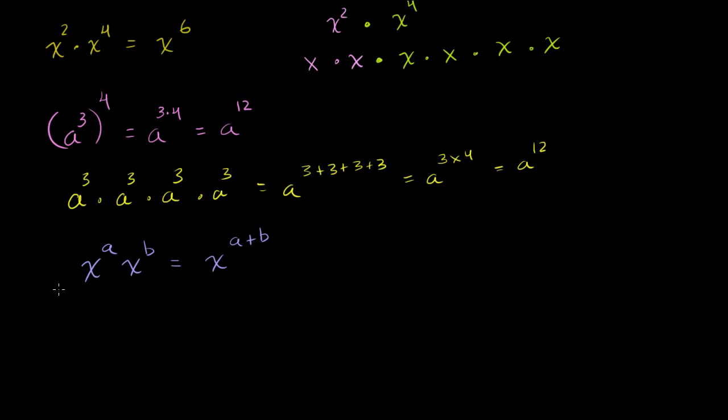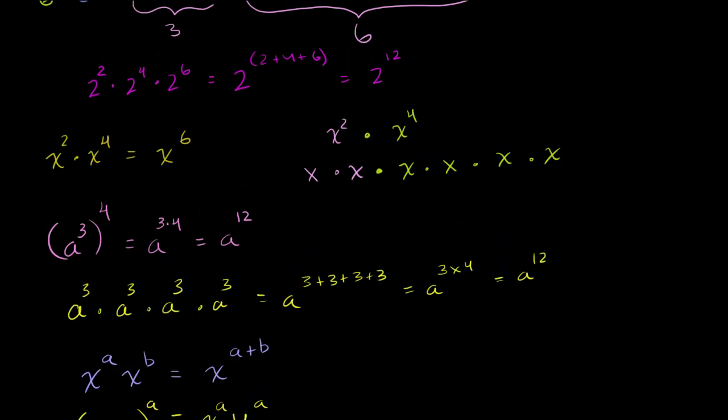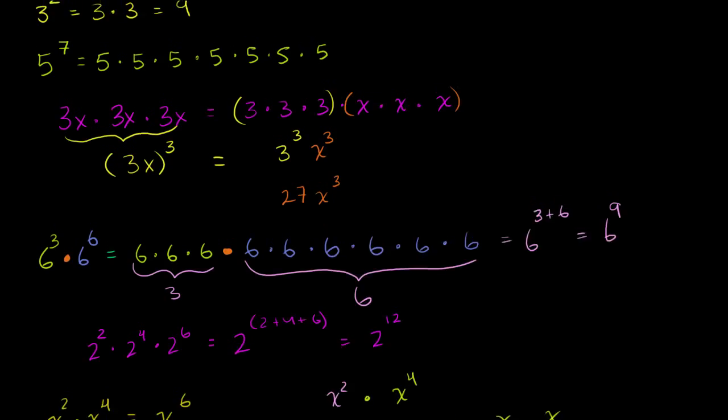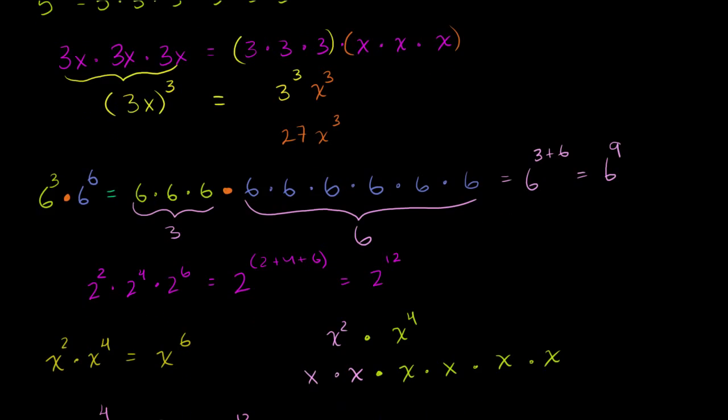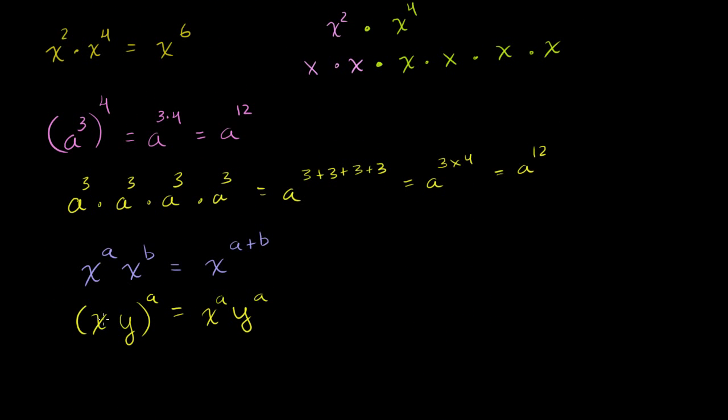We also saw that if I have x times y to the a power, this is the same thing as x to the a power times y to the a power. We saw that early on in this video. We saw that over here. 3x to the third is the same thing as 3 to the third times x to the third. That's what this is saying right here.